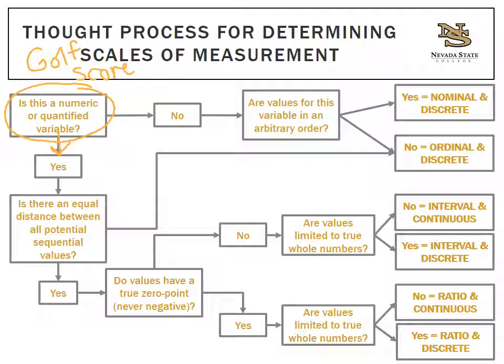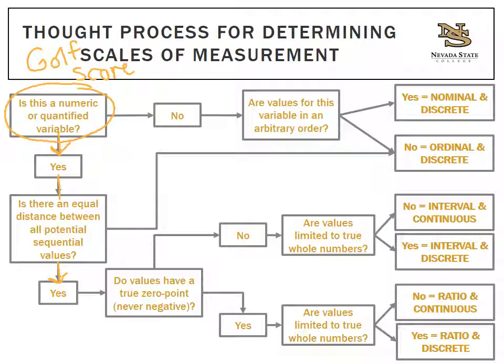Then you would have to ask yourself, is there an equal distance between all potential sequential values? And the answer to this one would also be yes, because a golf score tells you how many times you hit the ball over or under par. So if you have a hole that's a par 4, that means you're expected to hit the ball 4 times to get it in the hole. The distance between a 1 and a 2 is the same as the distance between a 2 and a 3, and a 3 and a 4. It's all 1 point incremental increases. Conversely, you could have negative values. If you hit under par, then you would have a -1 or a -2, and the difference between a -1 and a -2 is the same as the difference between a -2 and a -3. So that's what I mean by equal distance between all potential sequential values. For golf score, yes, there is.